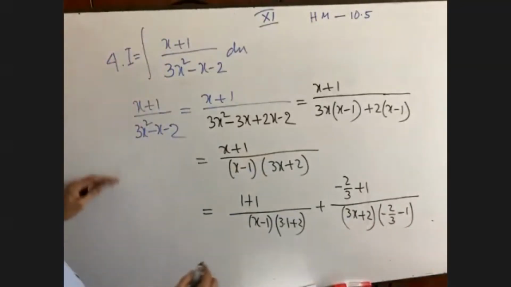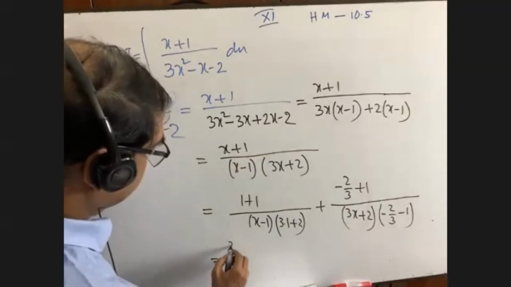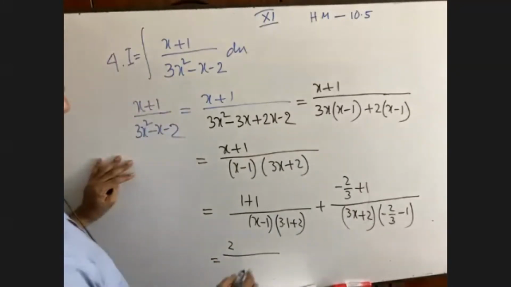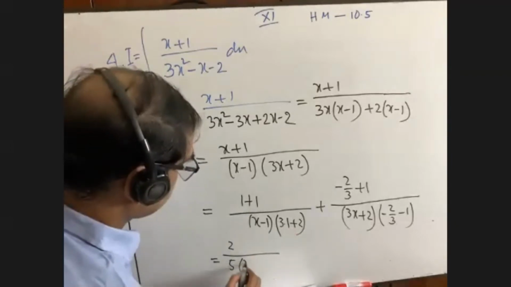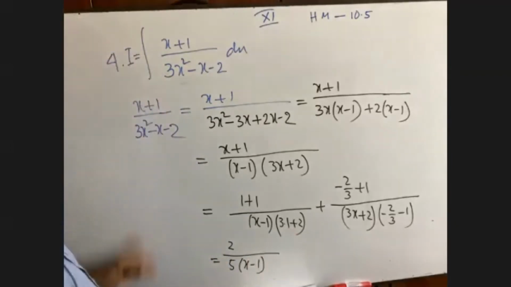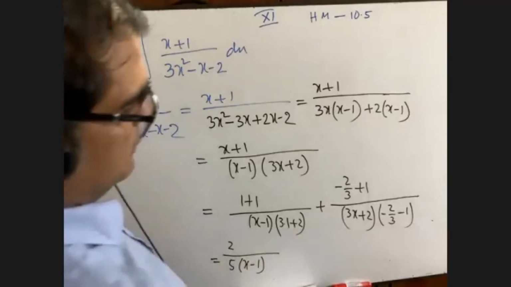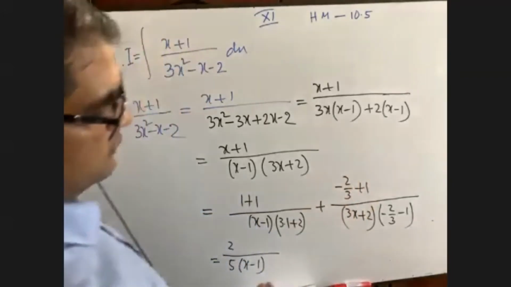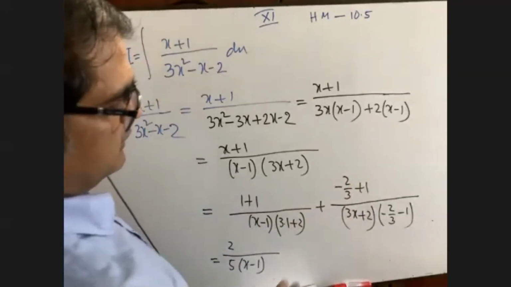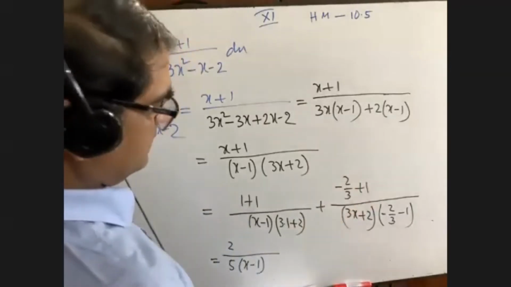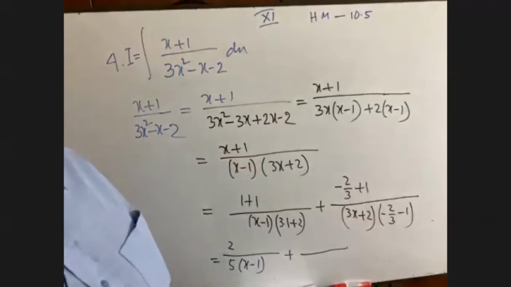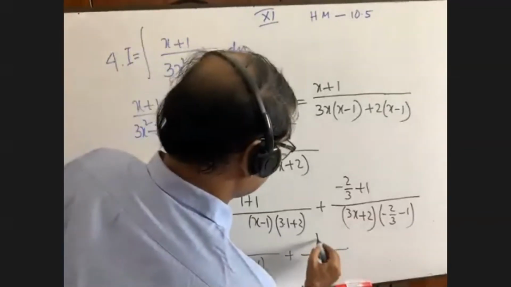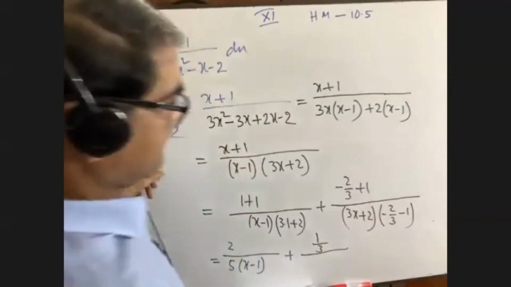So we are getting as a result 2 by 3 plus 2, 5. 5 into x minus 1. Okay. 1 minus 2 by 3 equals what? Talk to me. 1 minus 2 by 3 is 1 by 3. So we can write here, can you see the board? Yes. 1 by 3.